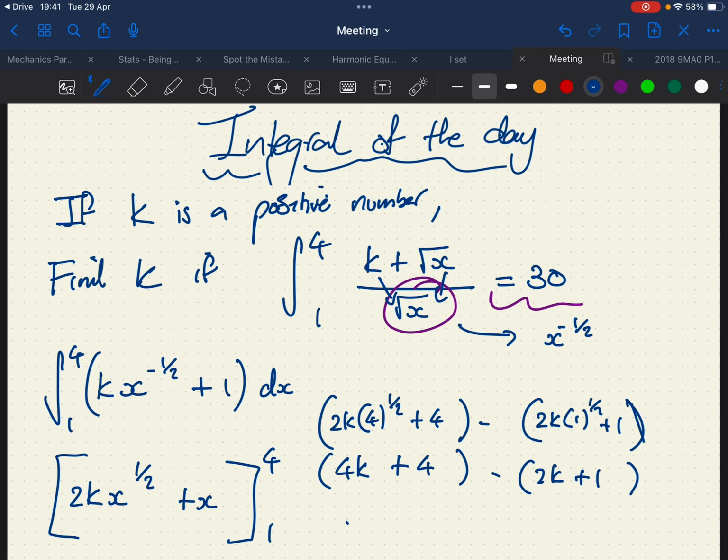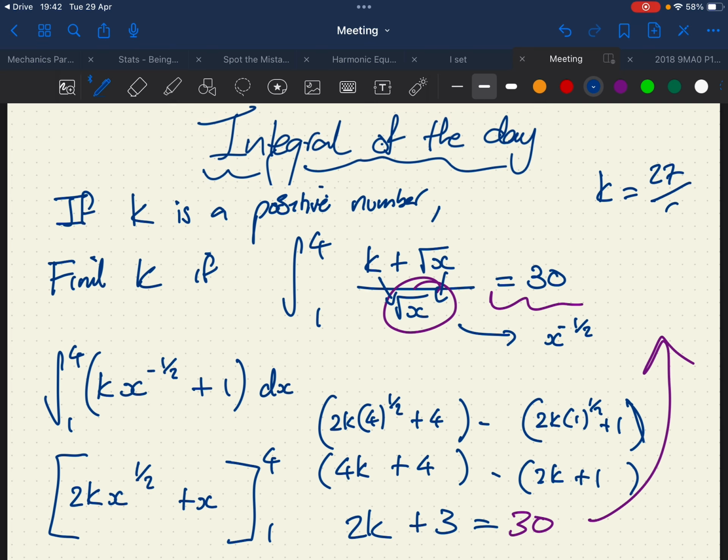So 4k minus 2k is 2k. 4 minus 1 is 3. And this is equal to our 30 from the start of the question. Okay, so take away 3 from both sides, 27. So k is 27 over 2.